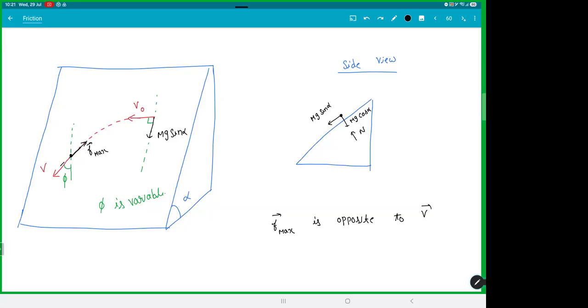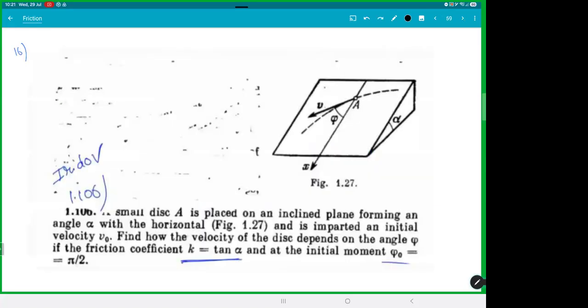Think for a minute. Let's try to get the equation, then I'll show you. So there are totally how many forces on this? There's an mg sine alpha, which is dragging you down. There is a friction, which is opposite to your velocity. And that angle phi is also changing. Everything is messed up. Yes, this is the question.